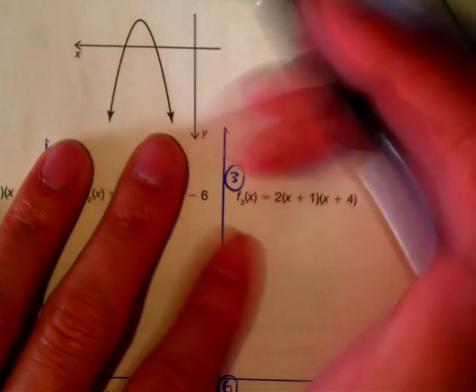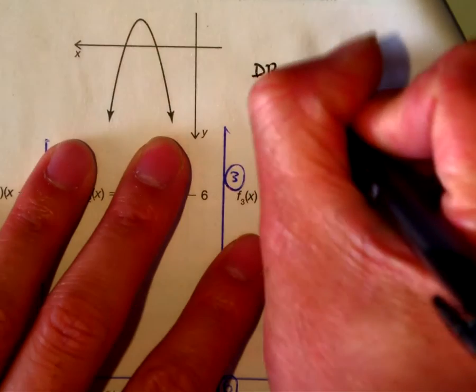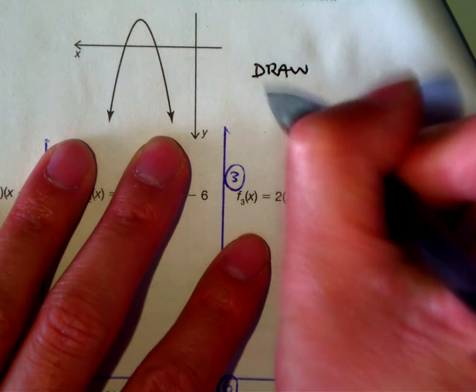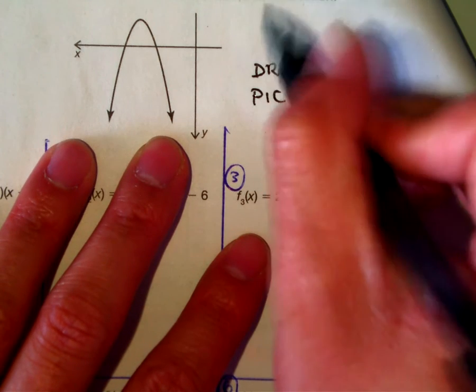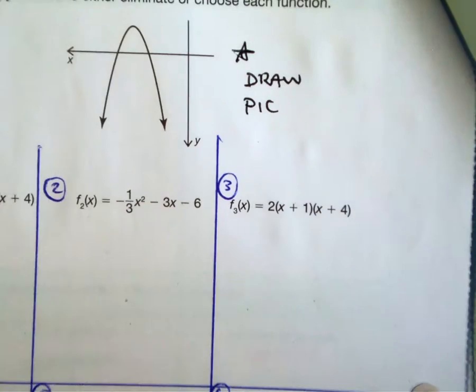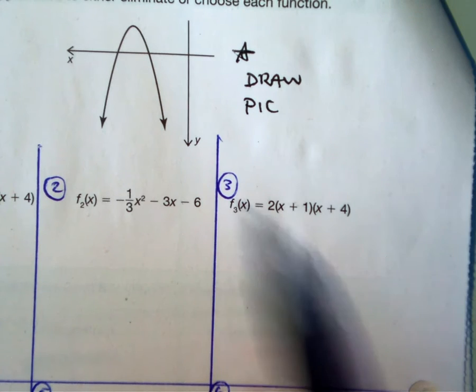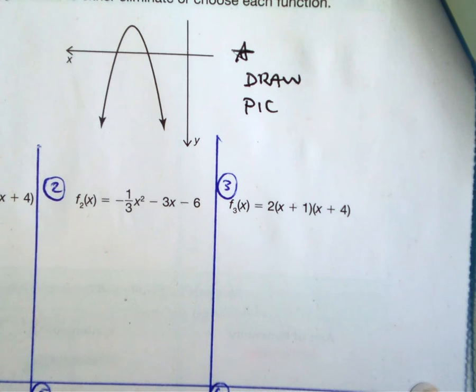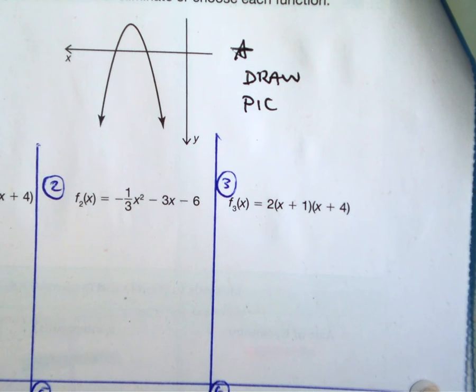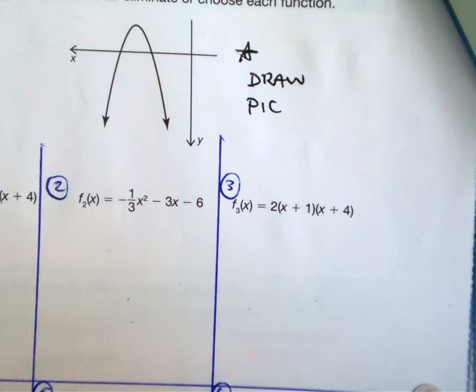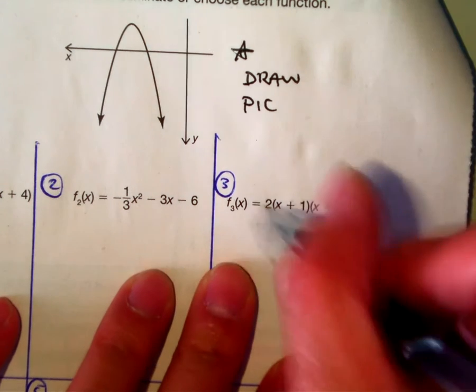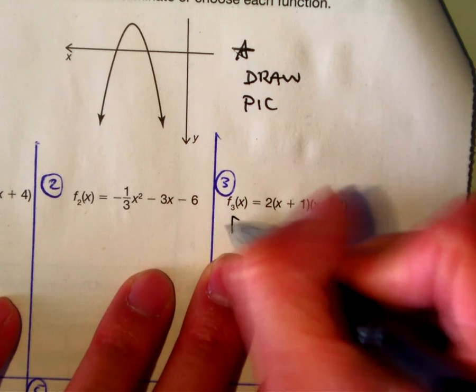My recommendation is to draw your own picture. What's my hint, class? Draw your own picture. Okay? Let's do number 3. I see 2 sets of parentheses. I'm thinking to myself, well, it's not standard form. That has 2 sets of parentheses. This one is factored form. I'm going to write factored form below it.